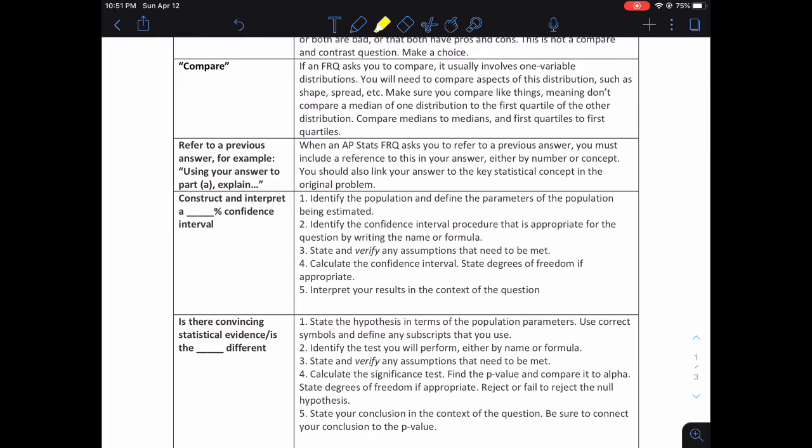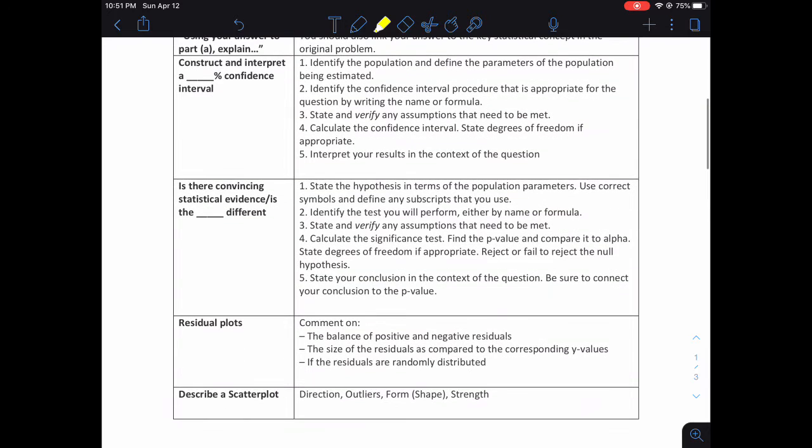Construct and interpret a confidence interval. Here are our steps and everything that we need to do. Is there convincing statistical evidence that blank is different or whatever? That's a hypothesis test, so we need to make sure we do all of these things.